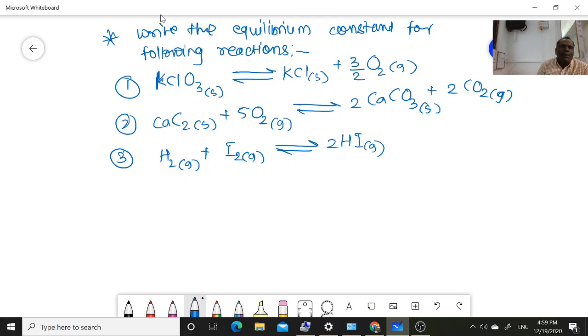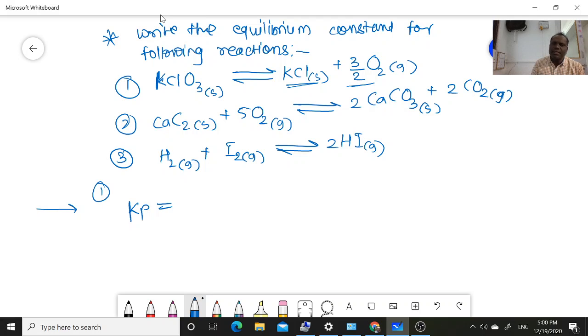Now we will solve one by one. We will solve for Kc or Kp. If it is pressure, if it is a gas, we can write Kp, the equilibrium constant value, Kp or Kc. If gases are involved, we can write Kp. If liquids are involved, we can write Kc. Now Kp for reaction number 1: what do we know? Product divided by reactant, that we have learned.